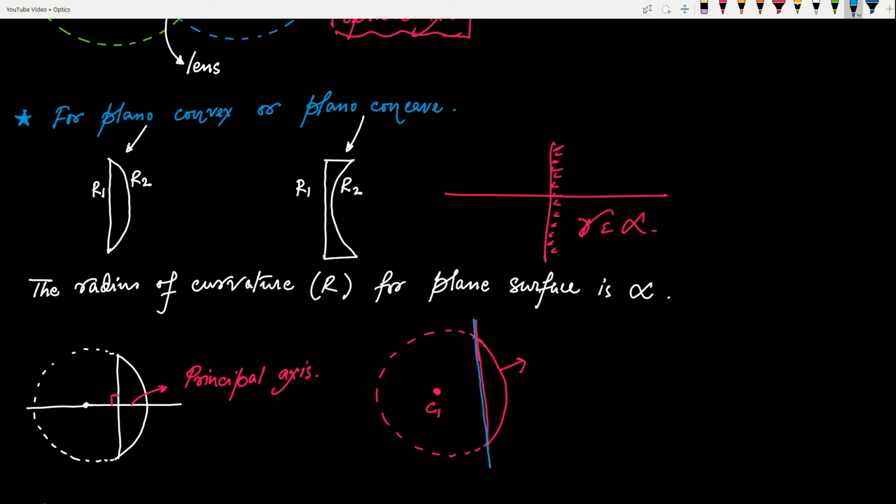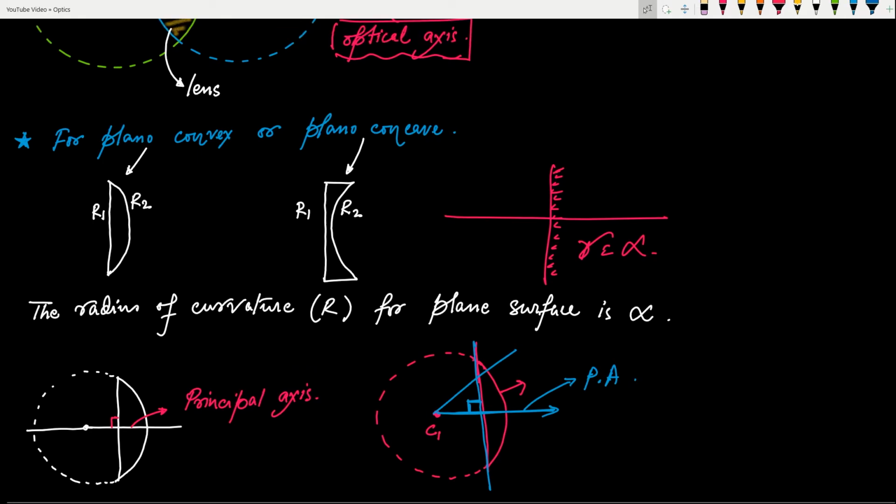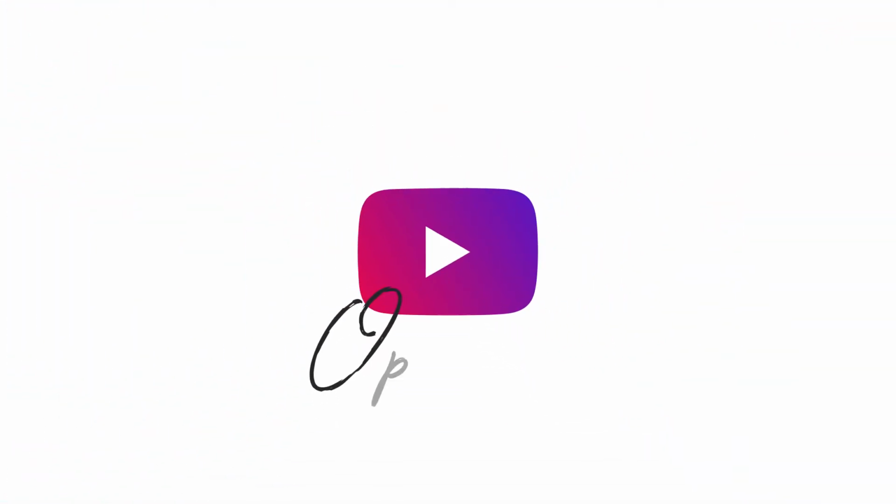Therefore, what we need to do is draw a line in such a way that the line is 90 degrees to the plane surface. Then this line will be the principal axis. So we cannot draw a line like this and say this is the principal axis, because this will not produce 90 degrees. The principal axis is this one, that is passing through the center, and for the plane surface it will be 90 degrees to it. Simple as that. So this is all about the concept of principal axis. Now let's move on and look into our next term, that is optical center.